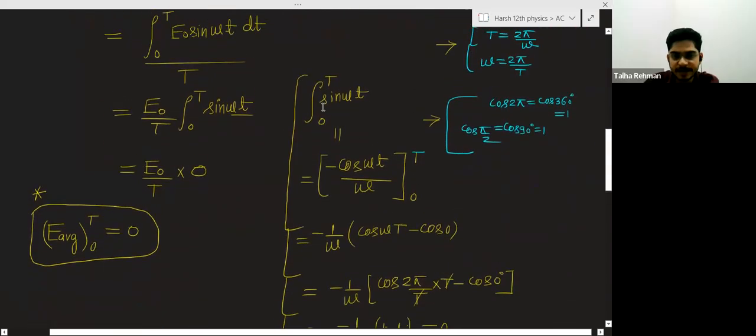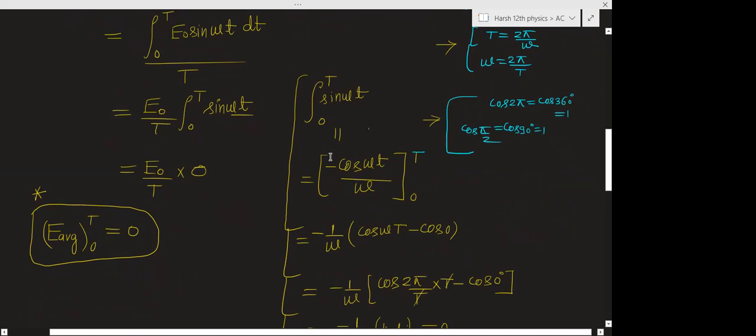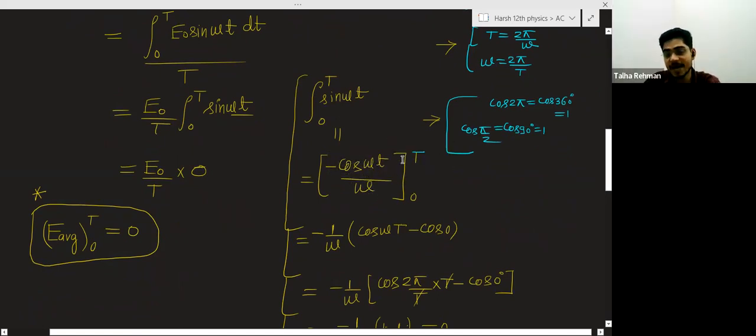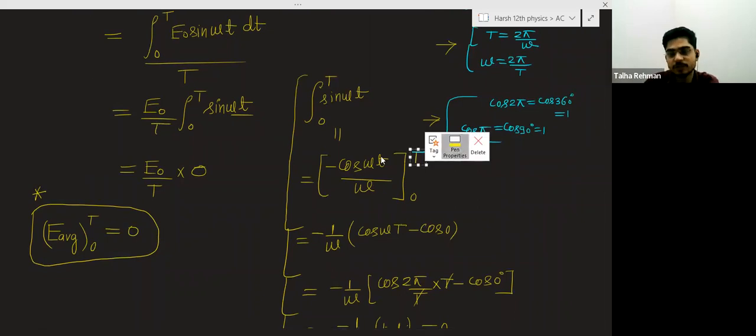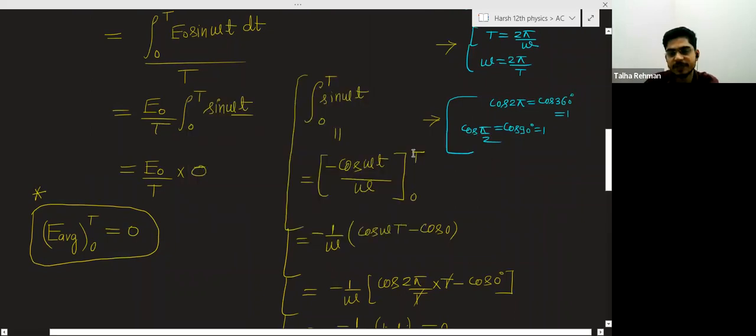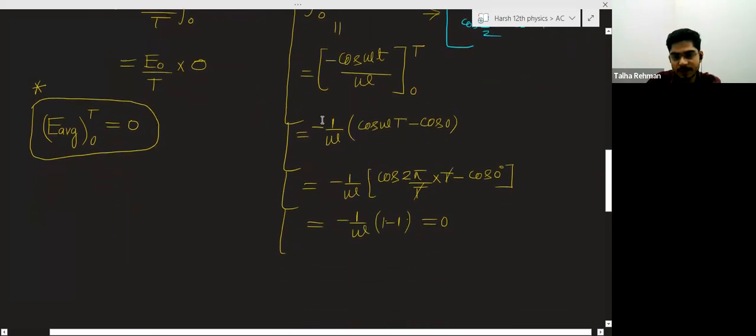Now integration of sin omega t we want to find. So integration of sin omega t is minus cos omega t divided by omega, and we will apply the limit of integration also, 0 to T. Now this omega you can take out of this bracket, and this will become minus 1 by omega. Now you will apply the limit here.